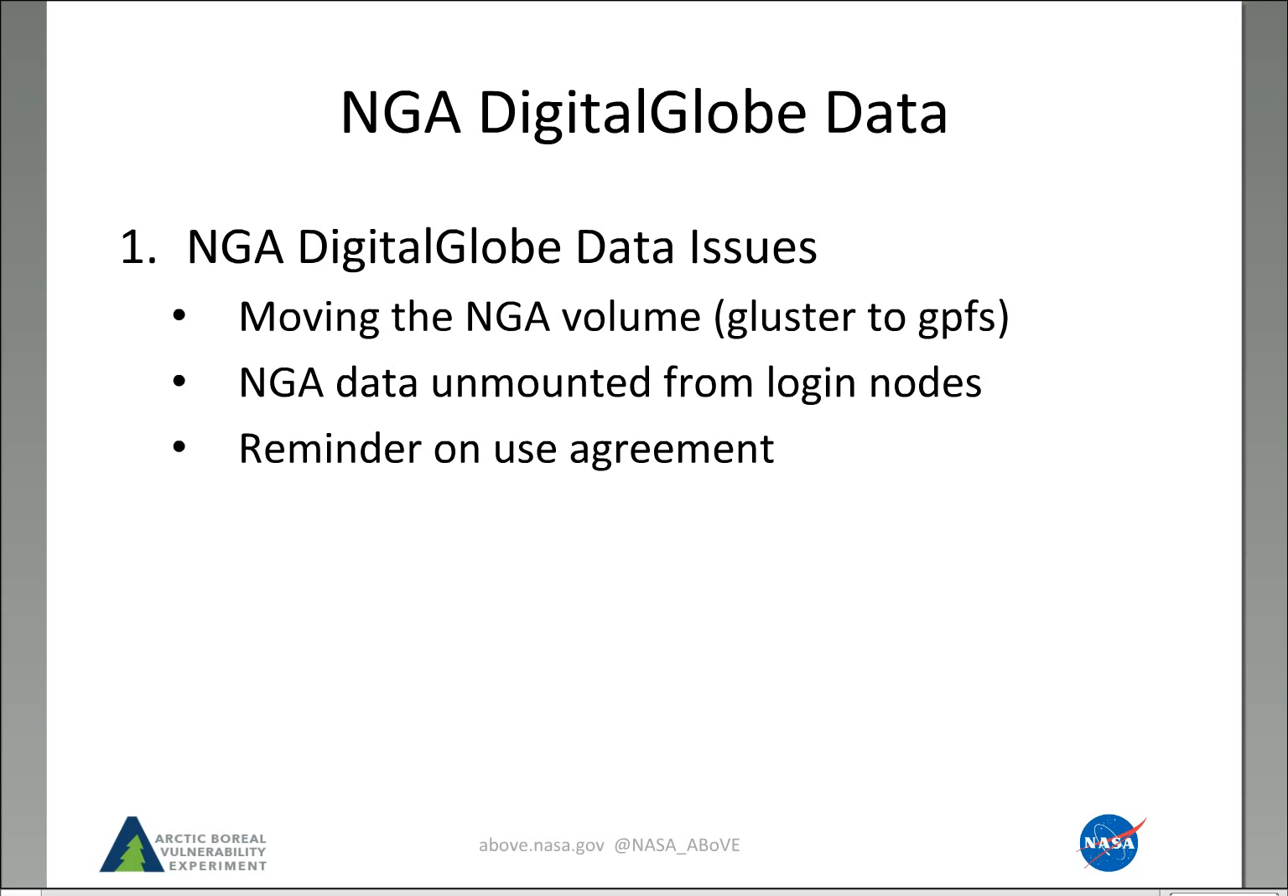This is our reminder on the use agreement. We are bound by the NextView license, which the National Geospatial-Intelligence Agency has entered into with Digital Globe to access this imagery. For ABoVE users, you are only allowed to use this imagery for an ABoVE research project that is directly contributing to the NASA-funded ABoVE project. So if you wanted to use this imagery for something else, you would actually have to go to Digital Globe and purchase that license from them to use it for a different project. But we have it available for your NASA-funded ABoVE project.